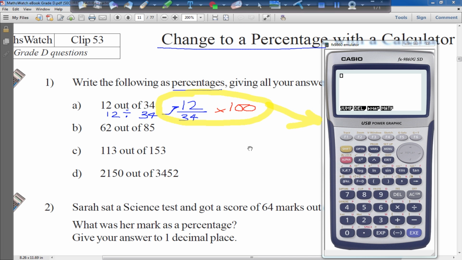Let's go back to math mode. 12 over 34 is written as a fraction. You press the fraction button. Can you do that, please? You press 12 on the top. You press the replay button, which is over here. That brings the cursor down to the bottom. We type in 34 here, press replay again to bring the cursor back up, and then we type in times by 100. Press equal, and that gives us 600 over 17.